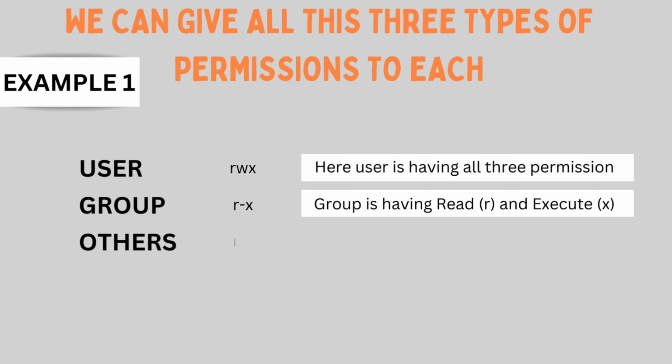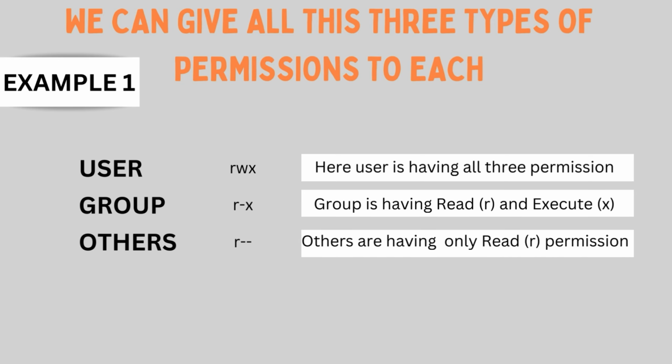Now let's look at the permissions allocated to others. Others only have R, which means they can only read the file. The minus signs in place of W and X indicate that others cannot write to or execute the file. File permission allocations can vary depending on how you choose to set them in the terminal.